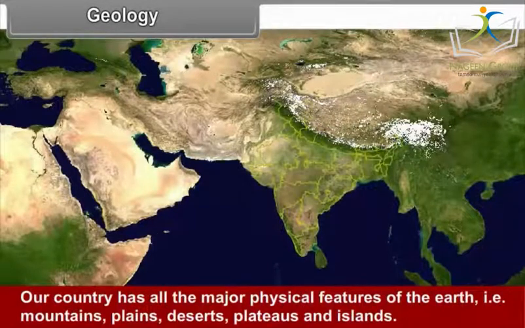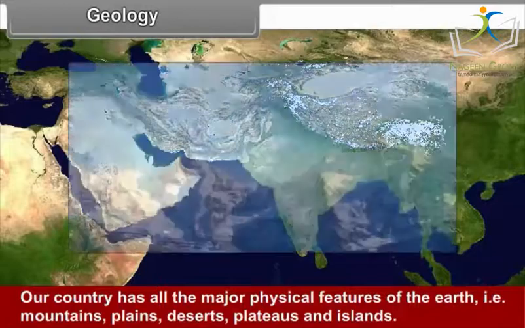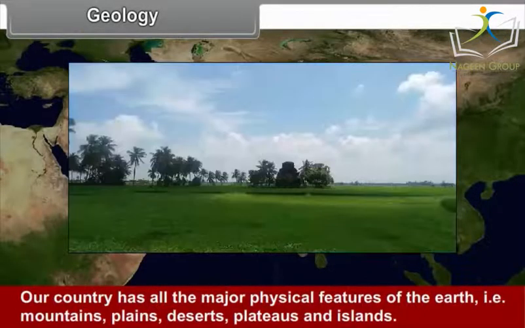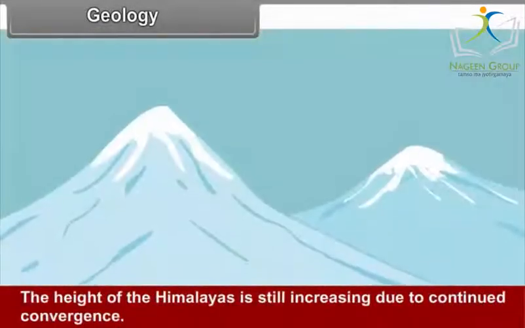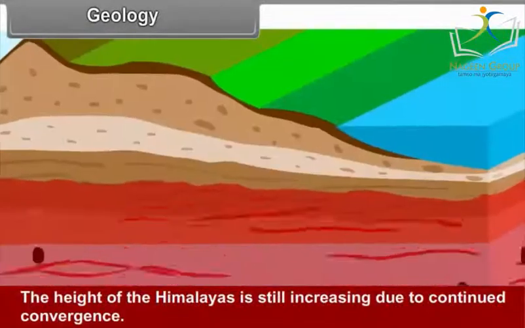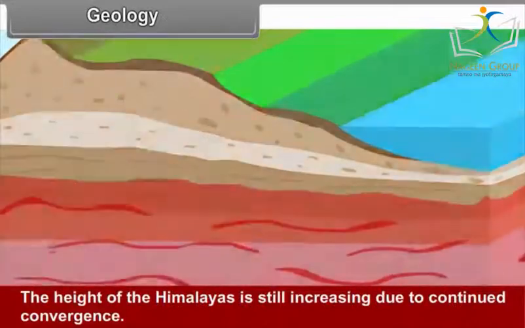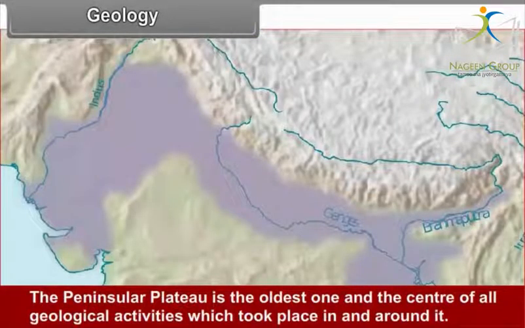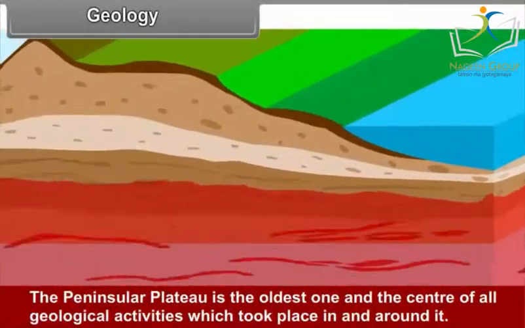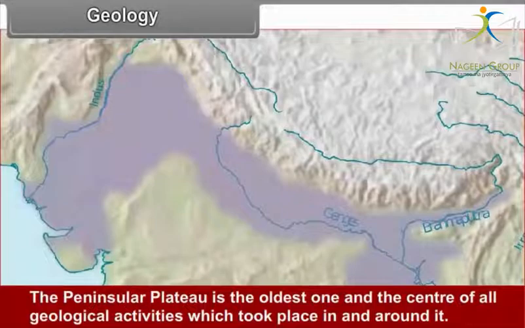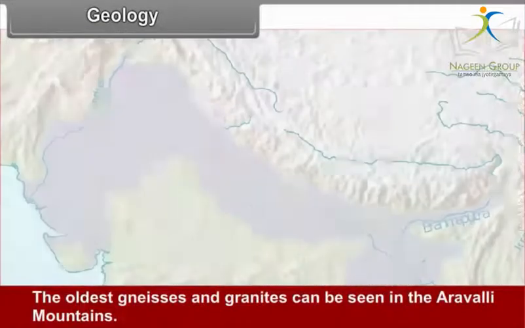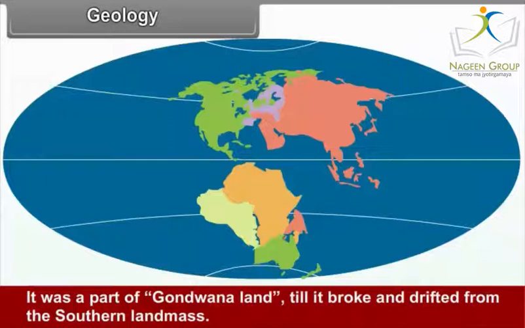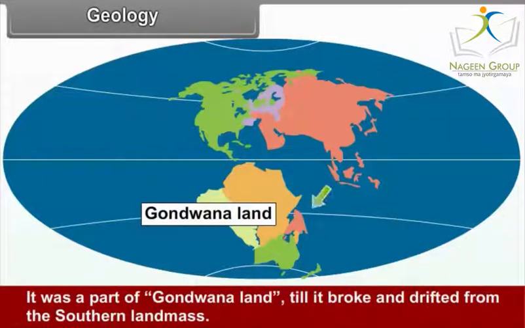Our country has all the major physical features of the earth, that is, mountains, plains, deserts, plateaus, and islands. The height of the Himalayas is still increasing due to continued convergence. The Peninsular Plateau is the oldest one and the center of all geological activities which took place in and around it. The oldest gneiss and granites can be seen in the Aravalli Mountains. It was a part of Gondwana land till it broke and drifted from the southern landmasses.